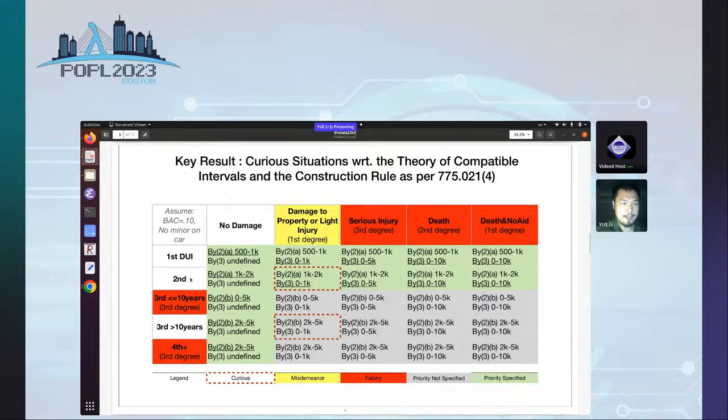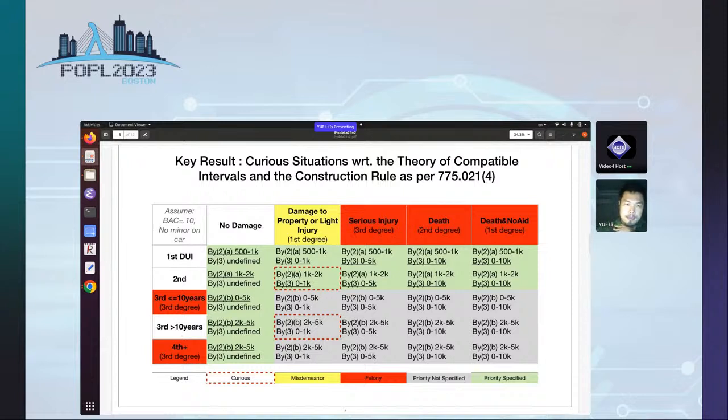For example, if we take the second DUI, if this is your second DUI and you damage some property, by clause 2A for a second DUI, you should have a fine of $1,000 to $2,000, and by subsection 3, if you damage property, this is a first degree misdemeanor. You should have a fine from zero to a maximum of $1,000.